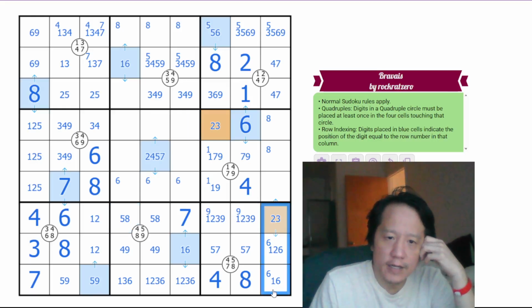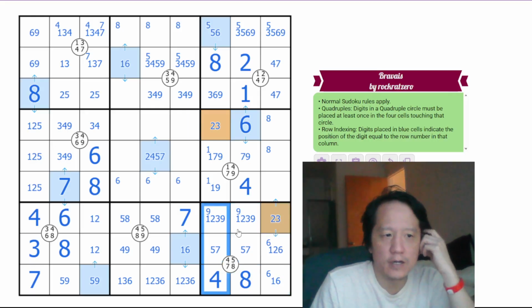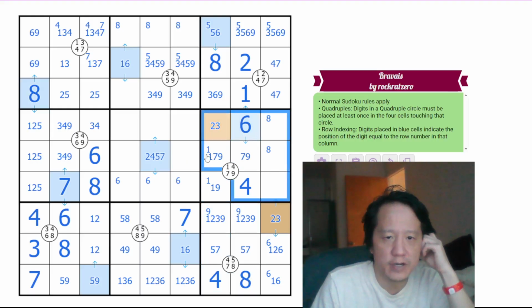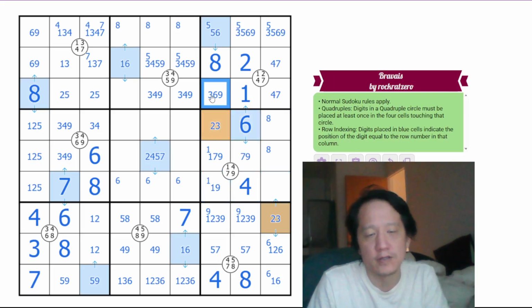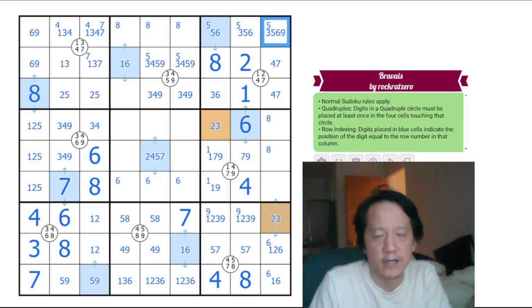So 9 in this lower right-hand box has to be in columns 7 or 8. The 9 in this right central box must be in column 7 or 8. So therefore 9 cannot be in the rest of column 7 or 8. So this cannot be 9. This cannot be 9. Where is the 9? In this upper right box, it must be here. So this 9 eliminates 9 here.